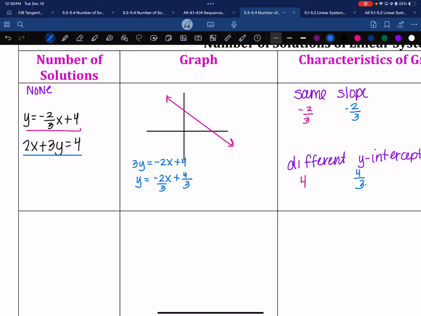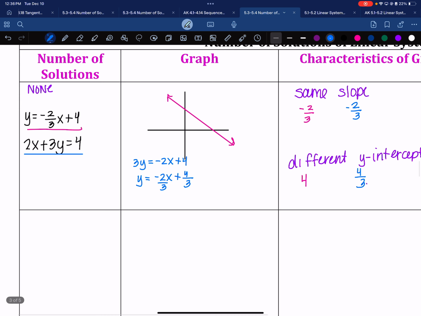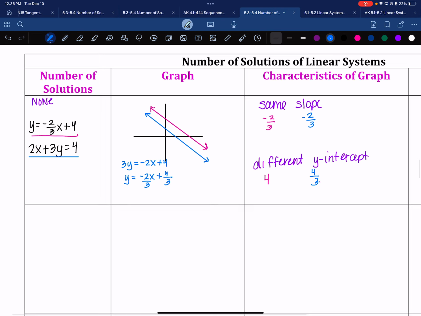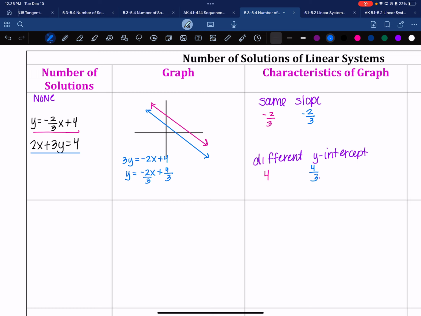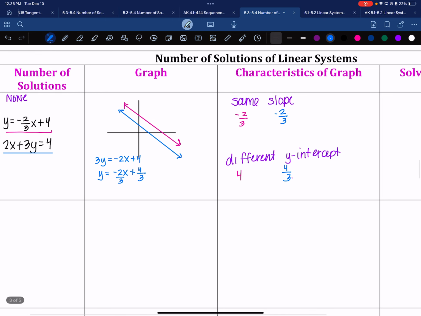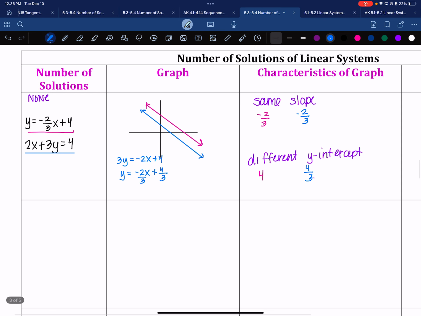Should it lie above the pink line or below the pink line? And how can we figure that out? Talk to your partners. How come? Because the y-intercept is smaller. The y-intercept is 1 1/3, which is smaller than 4. So this is what that graph would look like, right? You're telling me stuff I already know. So if two lines have the same slope and a different y-intercept, there is no solution to their system, and their lines will be parallel.